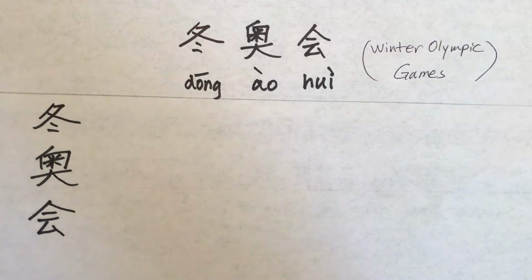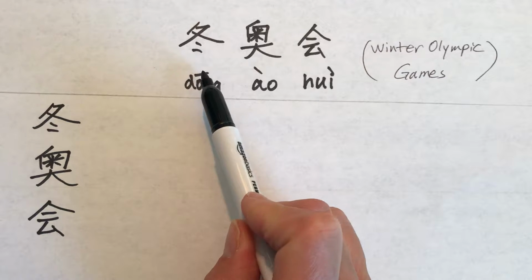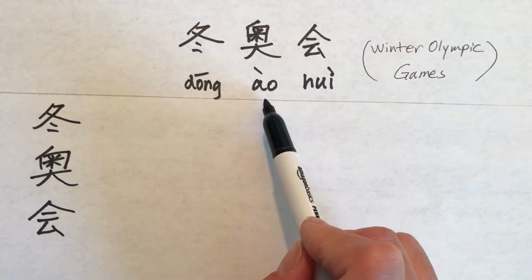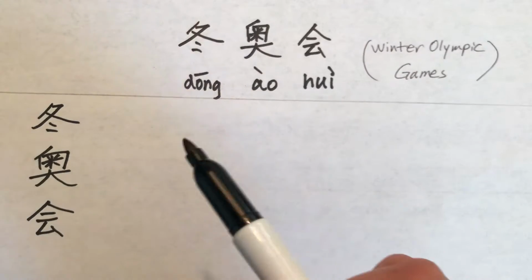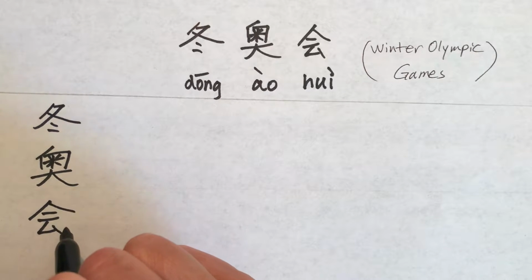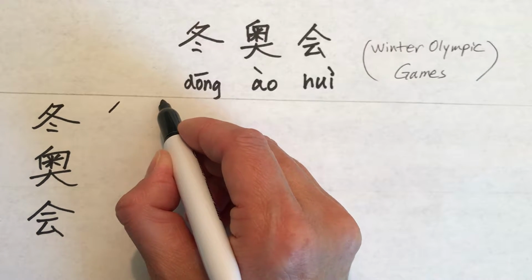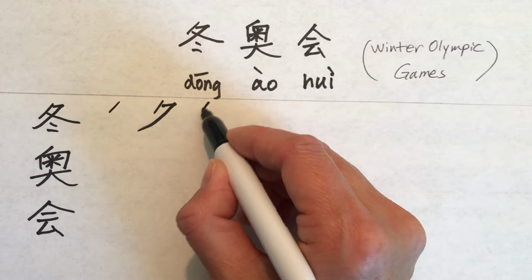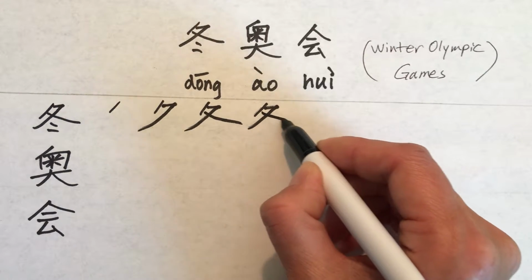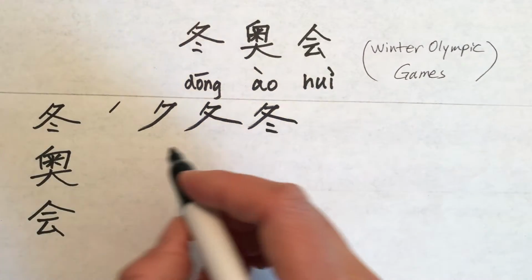Today I'm going to show you how to write Winter Olympic Games in Chinese. 冬奥会，冬奥会。冬 means winter, Winter Olympic Games. 冬. Dong also means winter.